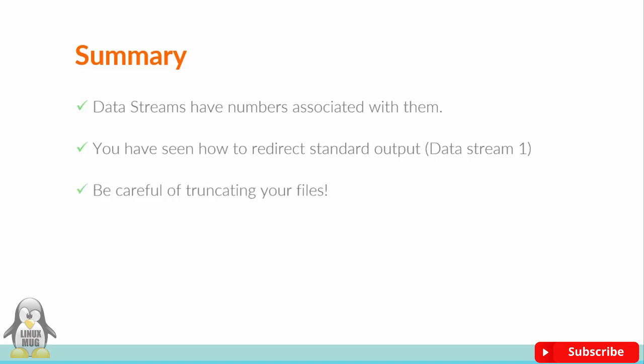But what you need to make sure of, and this works for all data streams, is that you need to be careful of truncating your files. You saw that when you use 1 arrow, when you were redirecting standard output, the shell would delete everything that was in the file or in the place that you were redirecting to before adding the data in. But if you use 2 arrows, then you can append your data to the file. You can add your data on top of what is already there. So just be aware of that.